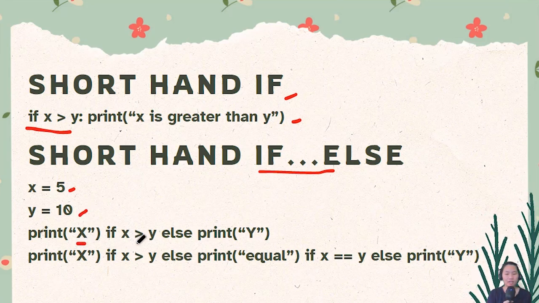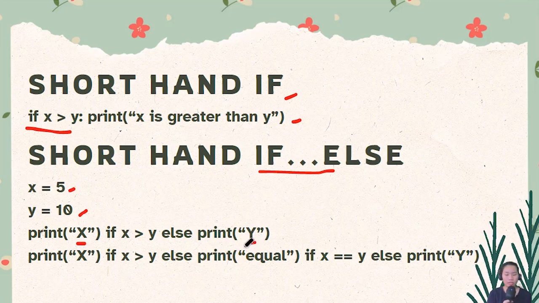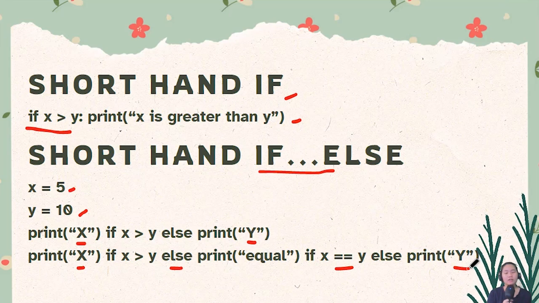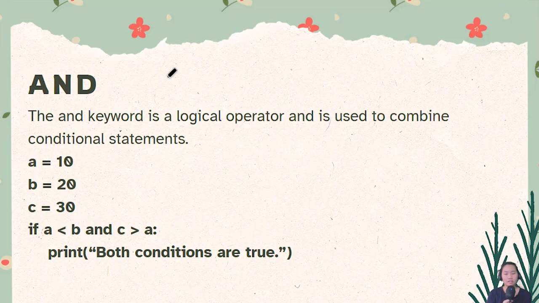Print x if x is larger than y, else print y. Or alternatively, if you want to add more in, print x if x is larger than y, else print equal if x is equal to y, else print y. And you're going to see how this works out later on, okay? So let's move on to another lesson.